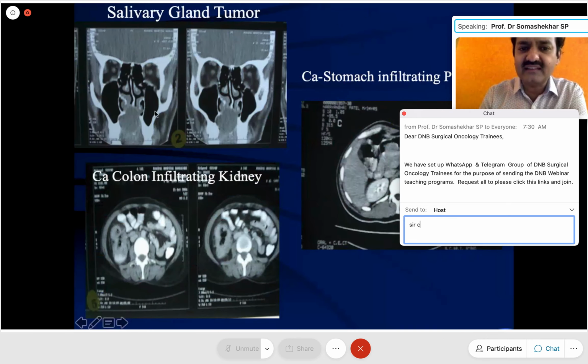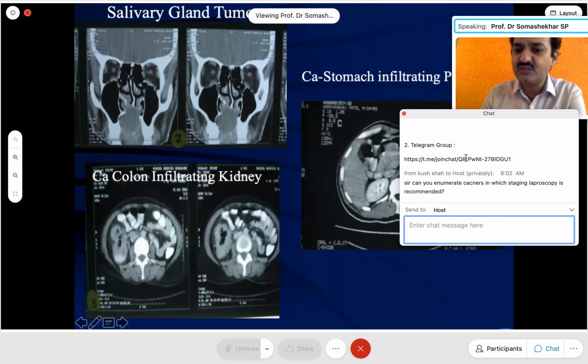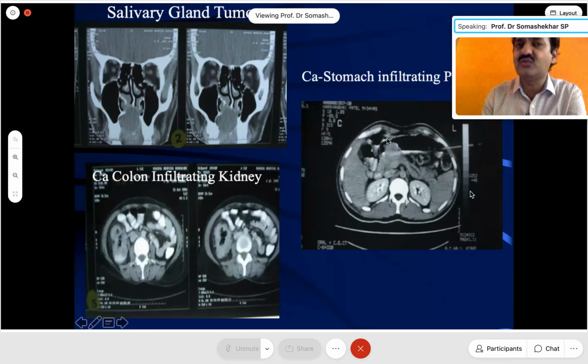Look at this minor salivary gland tumor in the hard palate here. Eroding the hard palate going into the nasal cavity. Straight away we know it is T4. Minor salivary gland tumor, high grade, elective neck dissection required. See this, CA stomach, posteriorly it is fixed to pancreas. So straight away you know T4. Curative intent, impossible to operate them.